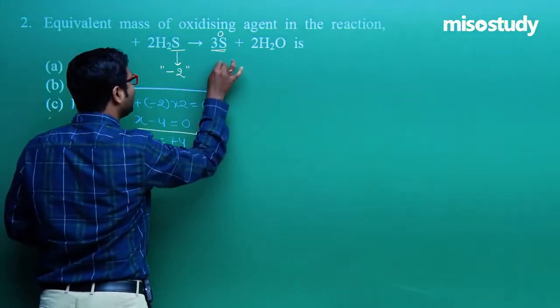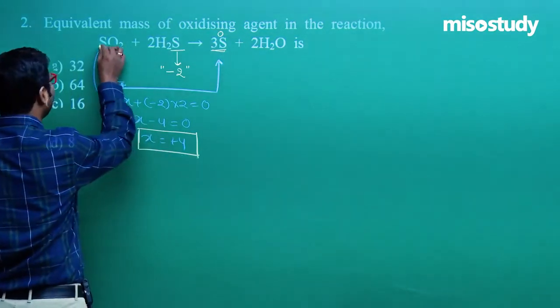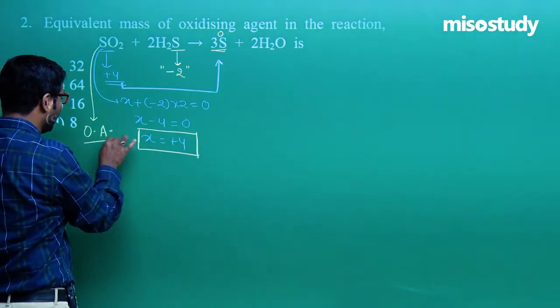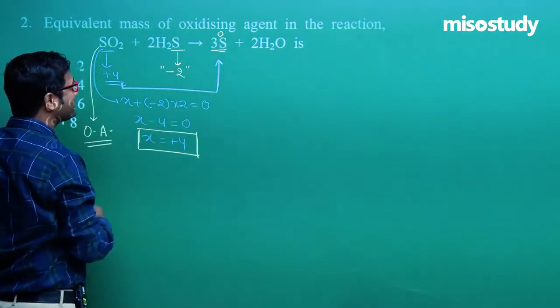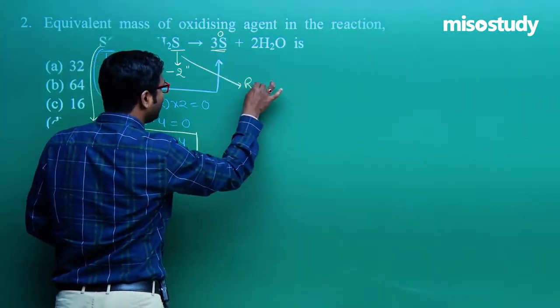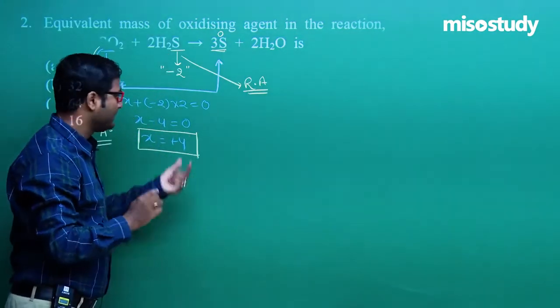If there is a decrement in oxidation state, then we can say this one is the oxidizing agent. Clear to you? And if there is an increment in oxidation state, then we say this one is a reducing agent. Am I right? Clear. Check it out.